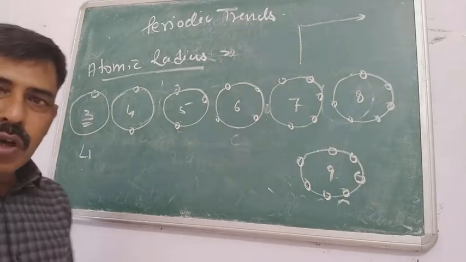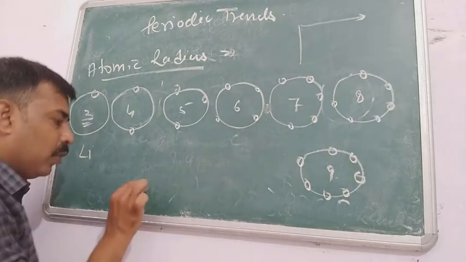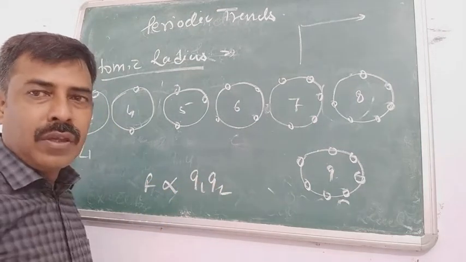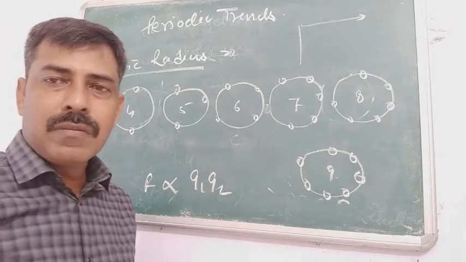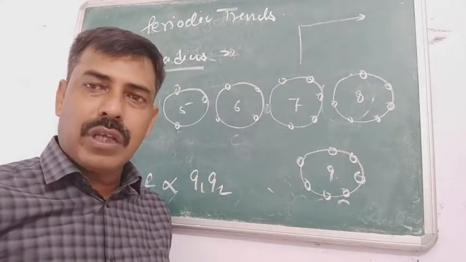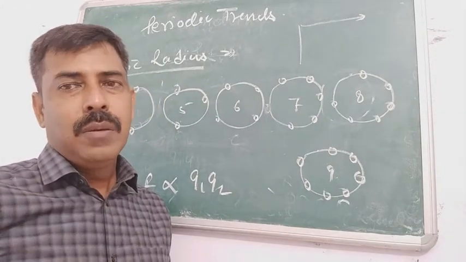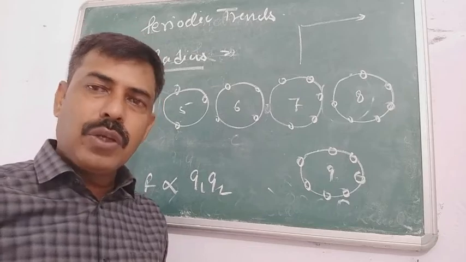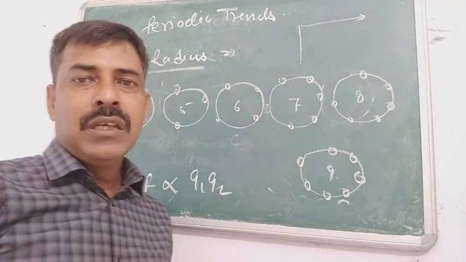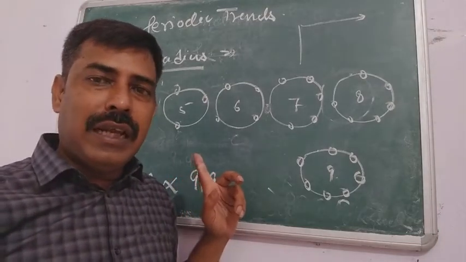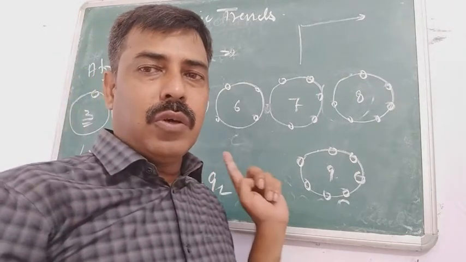When you talk about the force of attraction, the force of attraction F is proportional to Q1 Q2 according to Coulomb's law. Coulomb says that F equals 1 by 4 pi epsilon naught times Q1 Q2 by R square. From that equation, F is proportional to Q1 Q2, where Q1 and Q2 are the two different charges. Here the first charge is the nuclear charge and the second charge is the electronic charge, that is the charge of an electron.